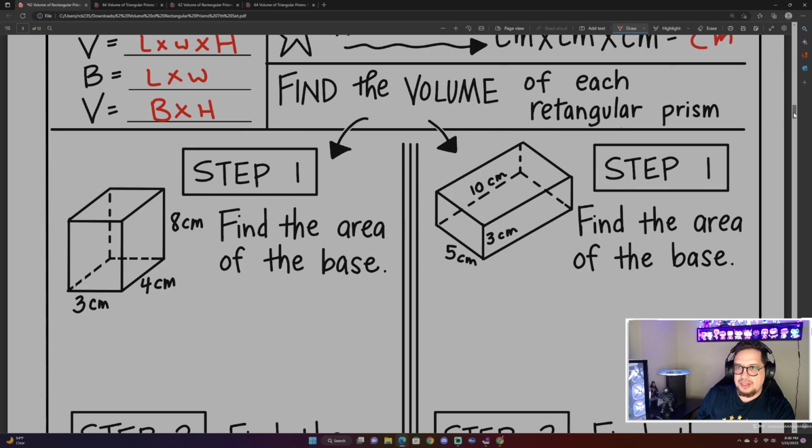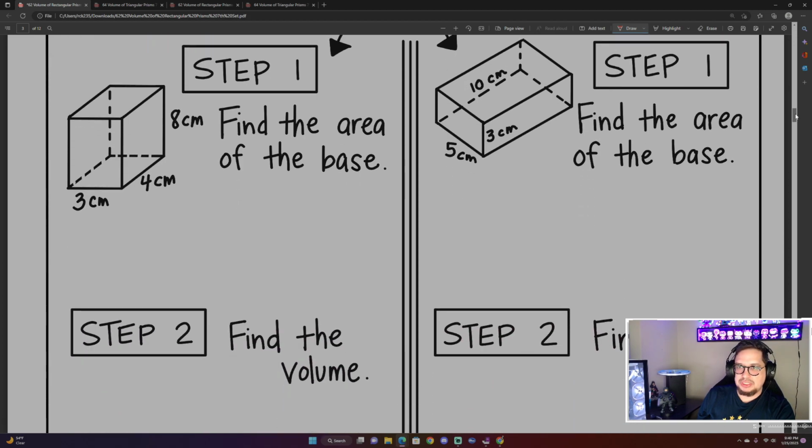So finding the volume of each rectangular prism, there are 2 steps that we're going to follow, okay? Step 1, we're going to find the area of the base, also known as the capital B, right? And the base is right here on the bottom. So the bottom of my shape here is the base, right? And I want to find the area. So in order to find the area of a rectangle, I need to multiply length times width, okay?